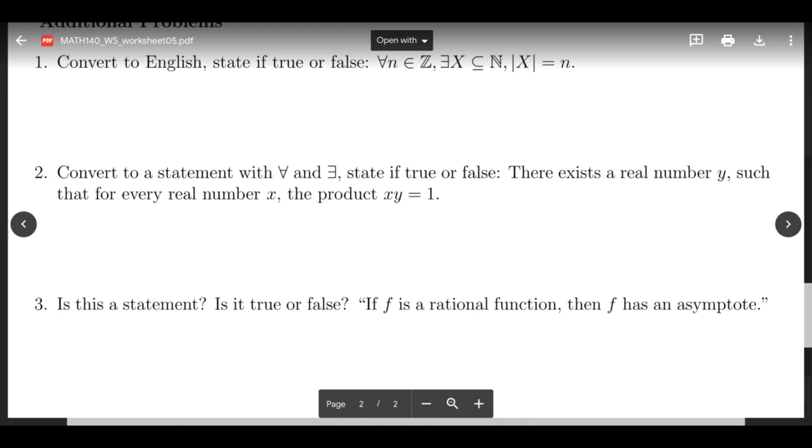All right, so let's see the second one. Convert to a statement with for all and there is. State if true or false. There exists a number y in the real numbers such that for all x in the real numbers, xy equals 1.